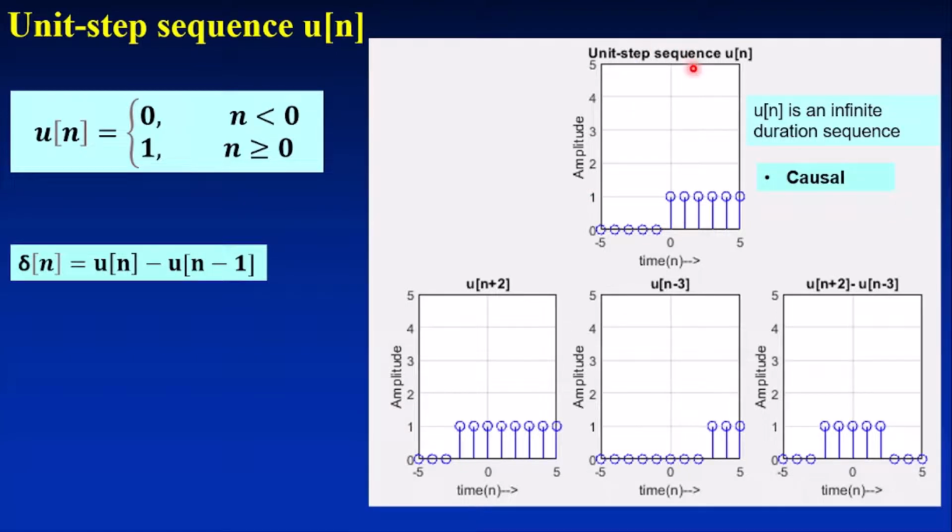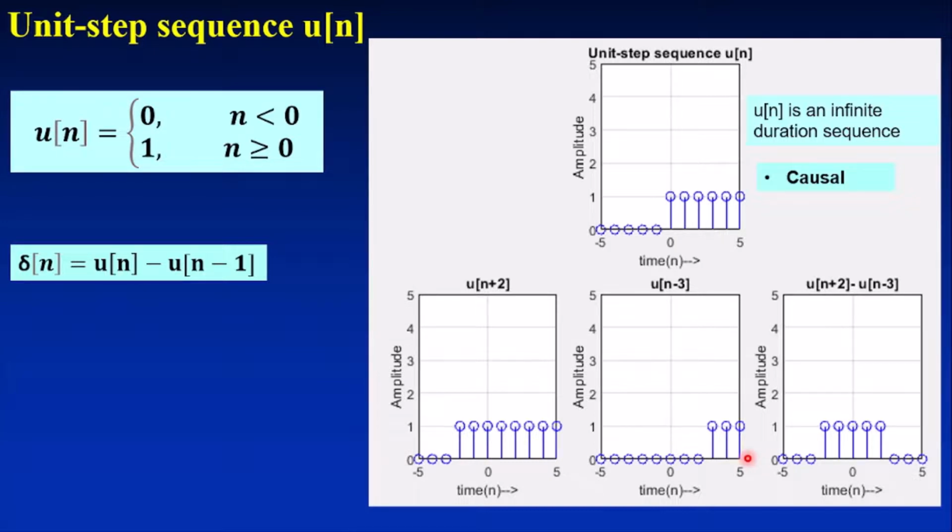This unit step sequence is also called the Heaviside step sequence, and u of n plus 2 and u of n minus 3 are the shifted versions. u of n plus 2 is left shifted by 2 samples, so the samples start at n equal to minus 2. Similarly, u of n minus 3 is the right shifted sequence, where samples start at n equal to 3 and go up to infinity.